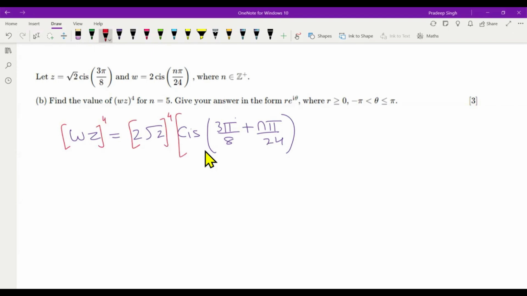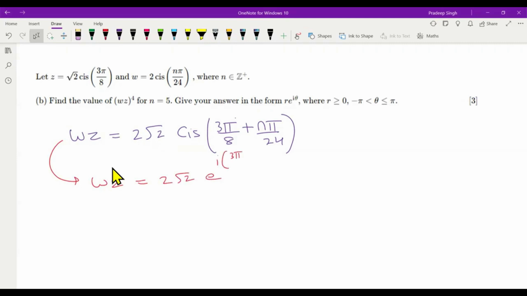Before you raise to the power 4, it's better if you convert into the exponential form like we did in the previous question. And at this stage, we can raise the whole thing to the power 4. Let's simplify this.